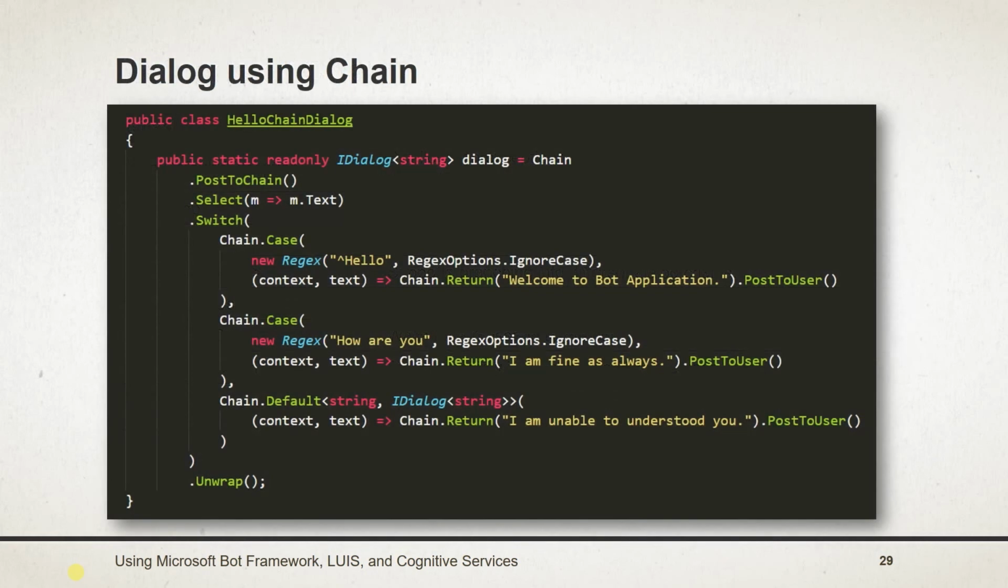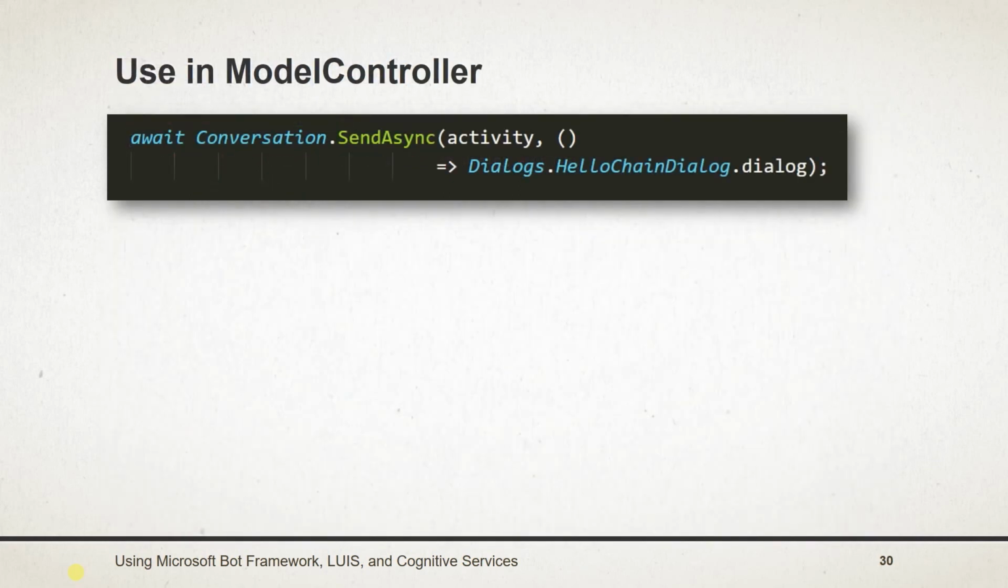Here is the dialog that we have created. First of all, call the PostToChain method, then retrieve property on which operation will be performed using Select method. Then write Switch and create two different cases and also create default case. At the end, we have unwrapped it to user. In message controller, we need to pass the static property that we have created.